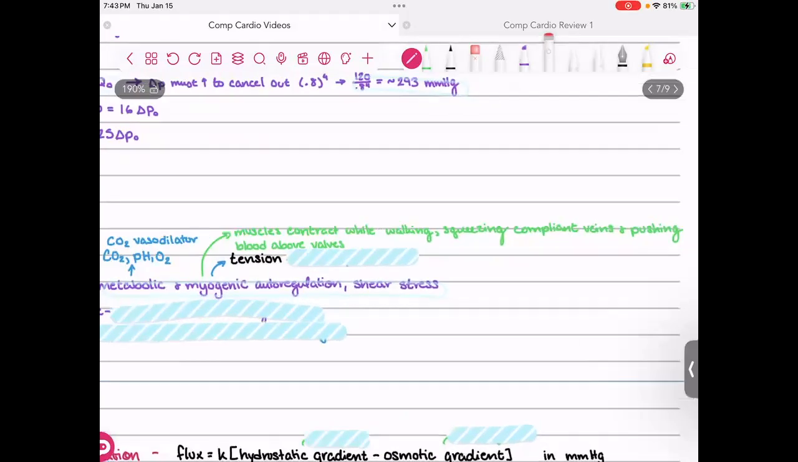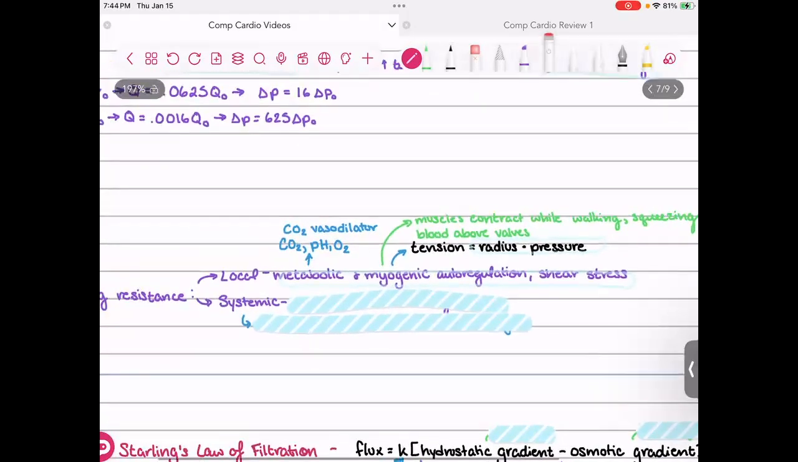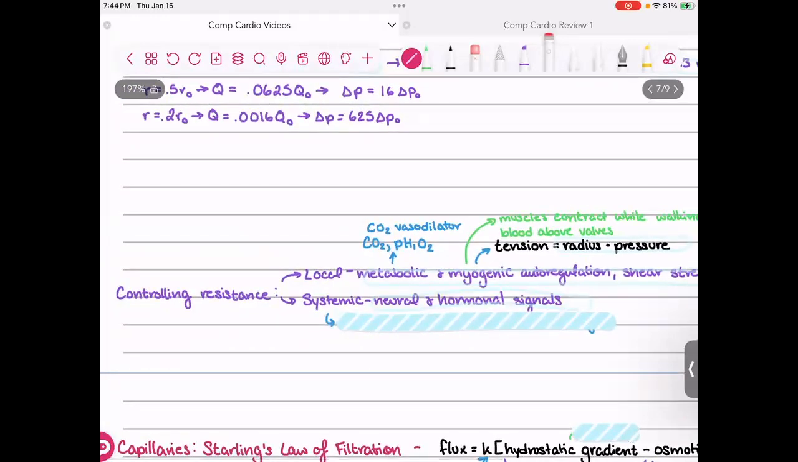As far as myogenic regulation, this is a function of tension, which is radius times pressure. It's also cool to know that your muscles contract while walking, in the sense of squeezing your veins at least, and this pushes blood above the valve so it can't drop back down. And then if we're looking at systemic ways of controlling resistance, this is more related to neural and hormonal signals. So we're thinking things like sympathetic and parasympathetic stimulation, and then release of factors like epinephrine. It's also good to know that nitric oxide is a vasodilator in the lungs.